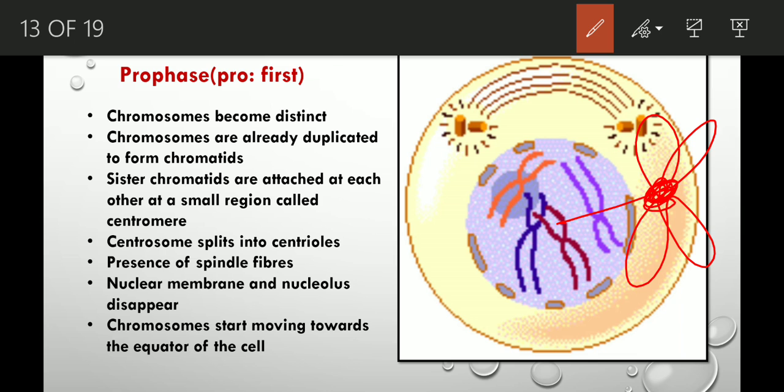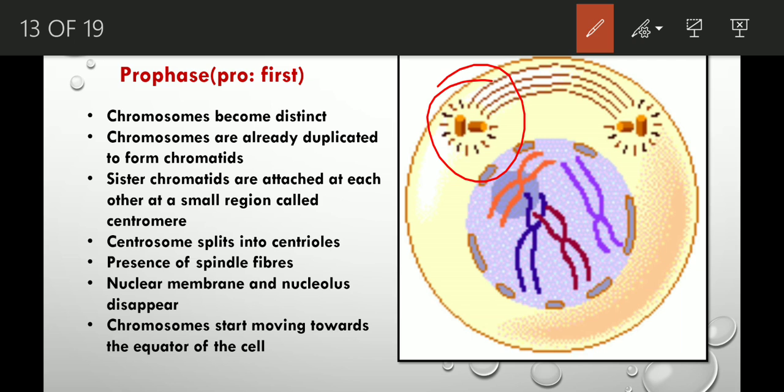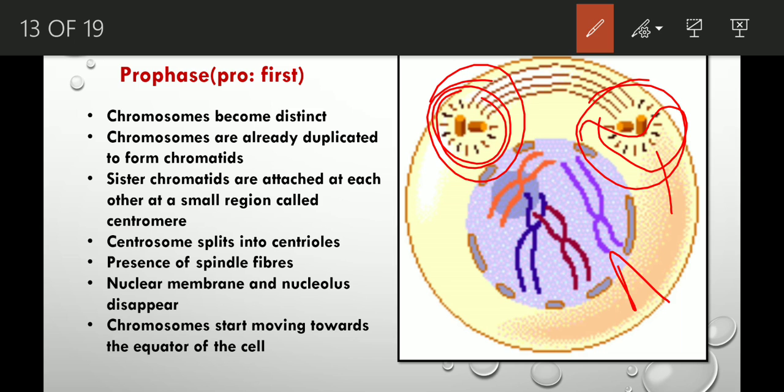Okay. Now, in my previous video on the cell organelles, I told you that the centrosome is a cell organelle that is present inside the cell. That centrosome splits to form centrioles. 2 centrioles are formed by the splitting up of the centrosome. And these centrioles are surrounded by some radiating rays. See, these are the radiating rays. These rays are known as aster. Okay, these aster rays surround the centrioles. Clear?